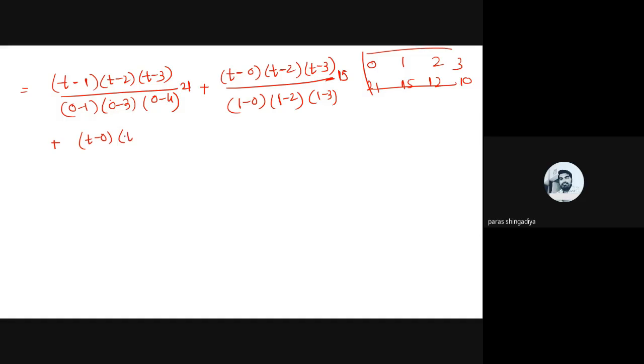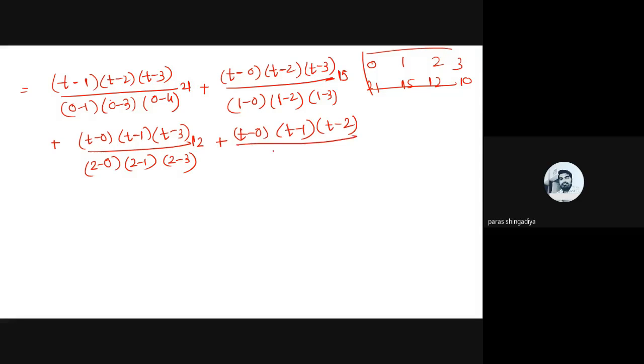Divide by, now use the 2: (2 minus 0), (2 minus 1) and (2 minus 3), into the 12. Clear? And the last term is (t minus 0), (t minus 1) and (t minus 2). Now skip 3 and use 3 in place of t. So (3 minus 0), (3 minus 1), and last is (3 minus 2), clear, into the 10. So solve it: simplify the first term, then the second term, then the third term, and then take the LCM of all these four terms, and you will get one polynomial.